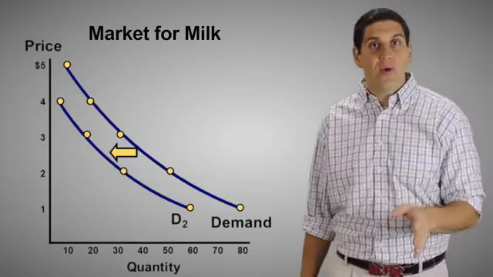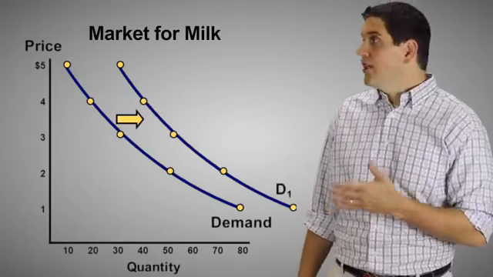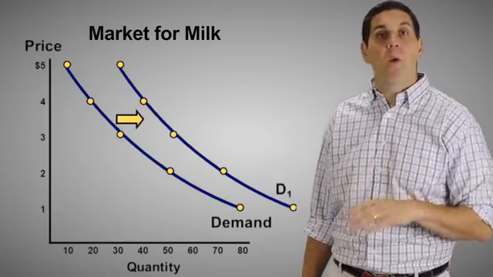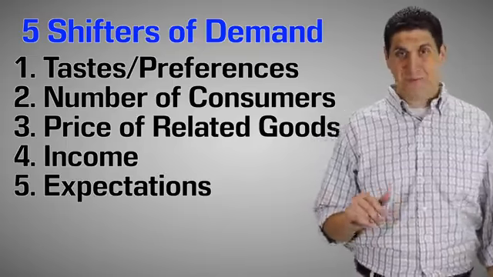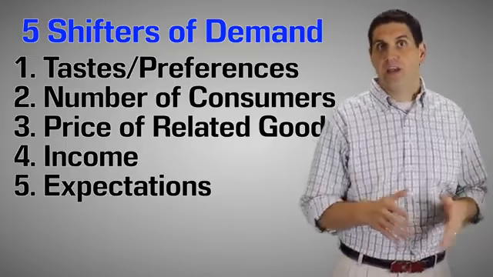That's called a decrease in demand. The opposite is an increase in demand, and so at every single price, people want to buy more, so the demand curve shifts to the right. Now there's 5 shifters or determinants of demand.